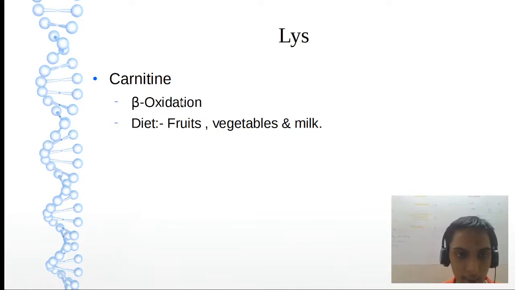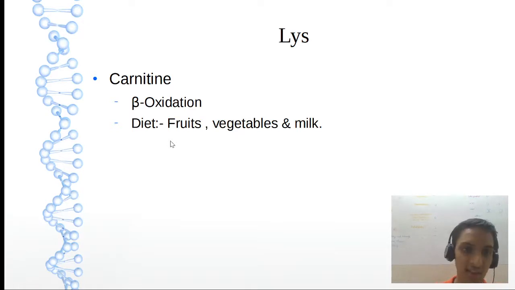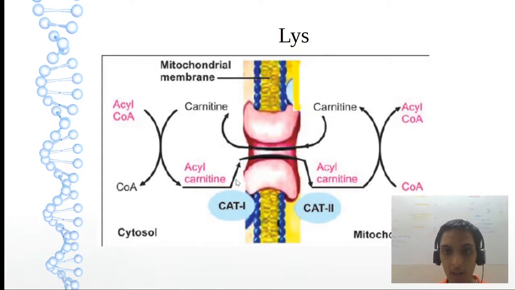So what is the importance of carnitine in beta oxidation? We'll see in just a while. And it is also present in our diet. Whatever fruits, vegetables and milk products you are eating in your homes, it is having this important carnitine. So this is the role in beta oxidation.